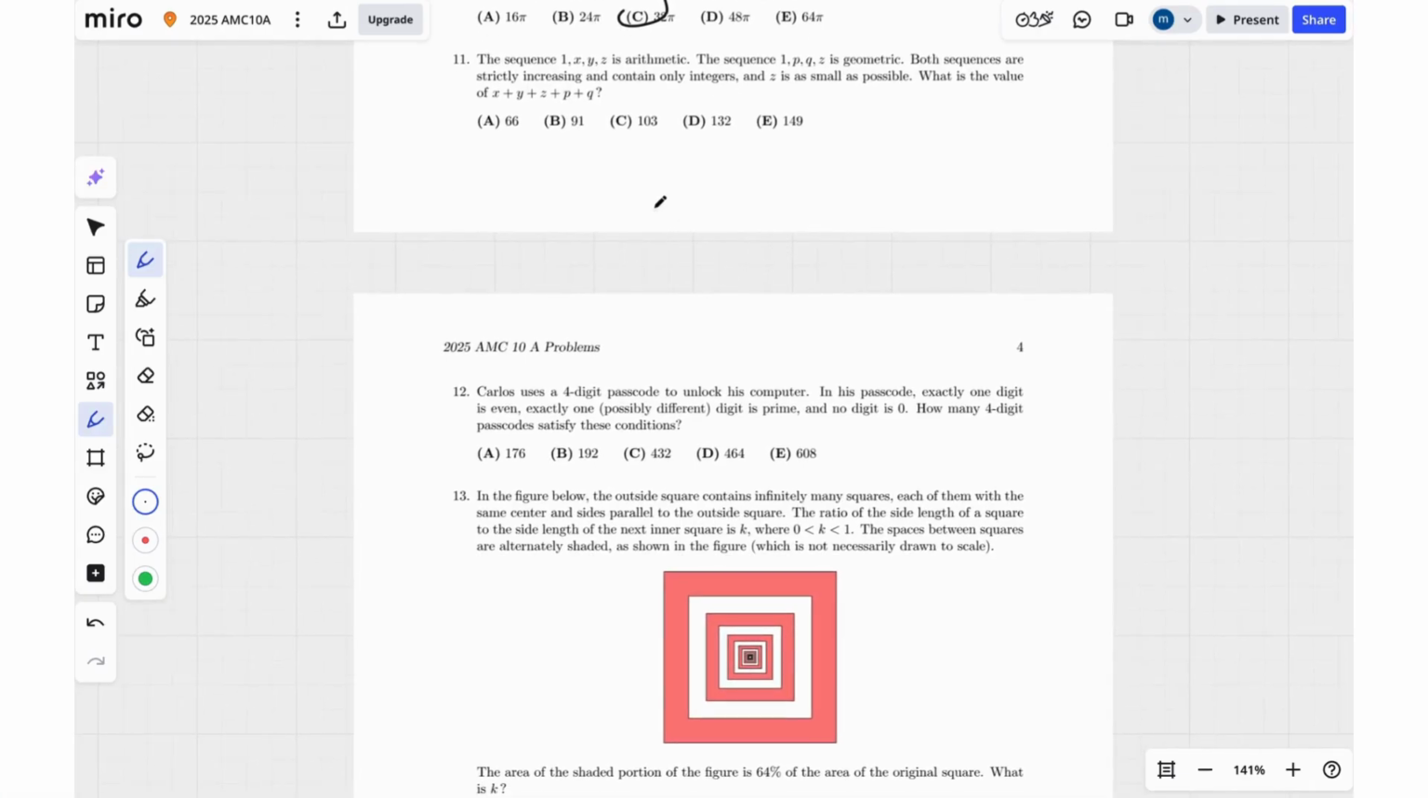Now here for question 11, this is a sequences question. So we can just trial and error. Since we want z to be as small as possible, let's work on the geometric series. And since both only contain integers, z must be a cube.